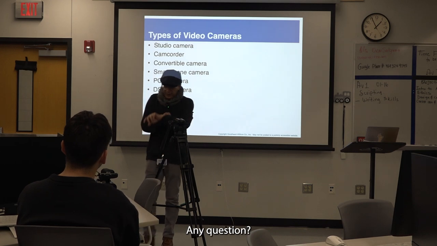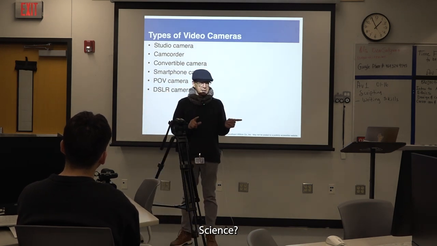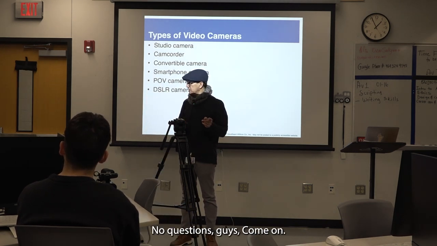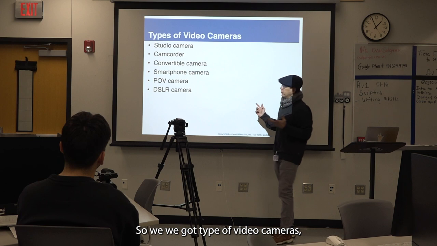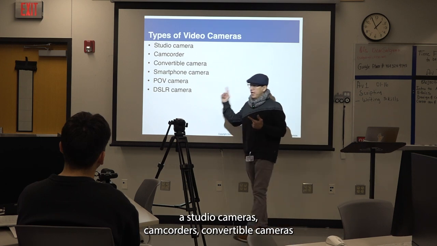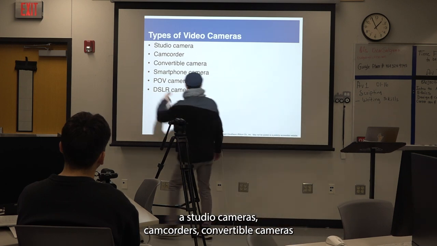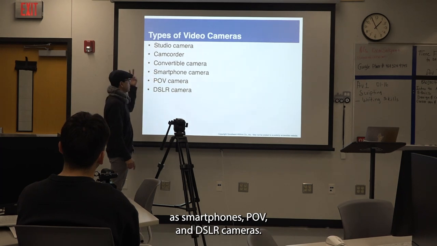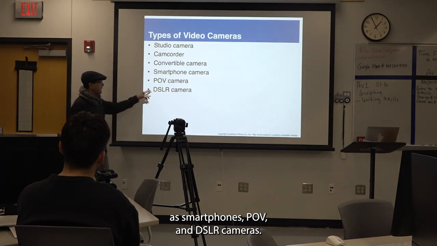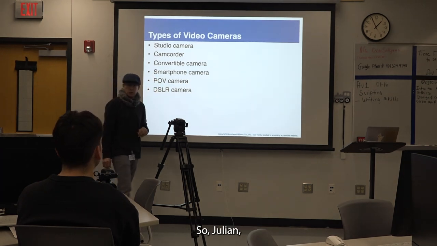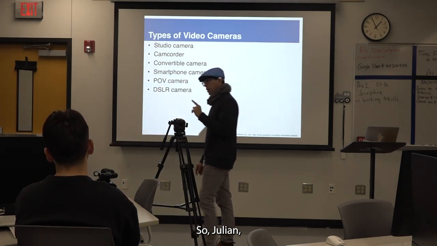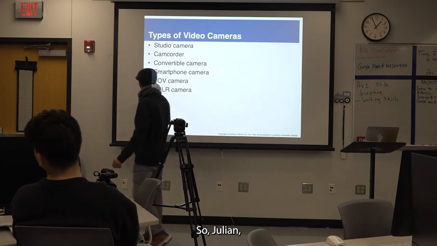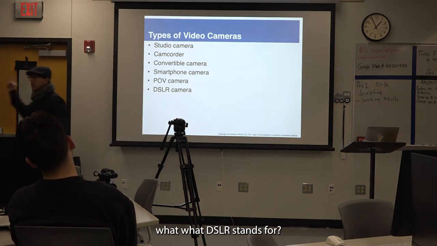All right. Any questions? No questions, guys? Come on. Got all this stuff. So we got types of video cameras: studio cameras, camcorders, convertible cameras, smartphones, POV, and DSLR cameras. So, Julian, what does DSLR stand for?